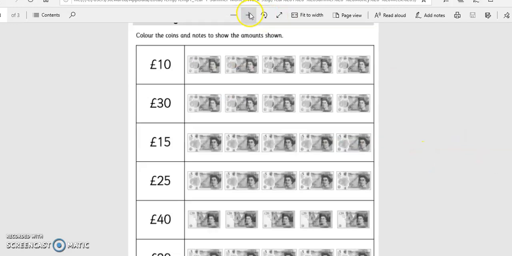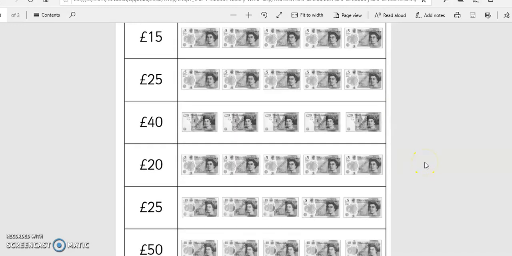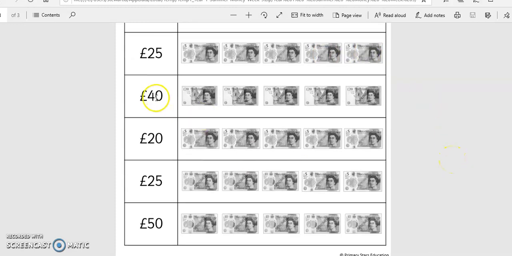So you should have had 1 £10 note. 3 £10 notes makes 30. 5, 10, 15. 3 £5 notes. 5, 10, 15, 20, 25. All of those. And then 10. Oh, actually, no, they're £20 notes. That almost caught me out. 2 of those. 2 20s makes 40.